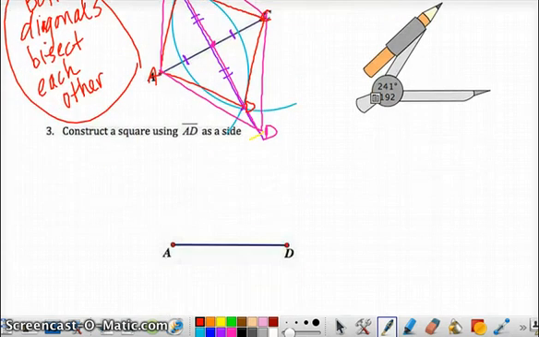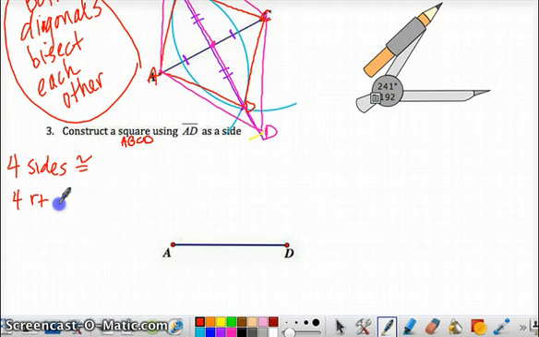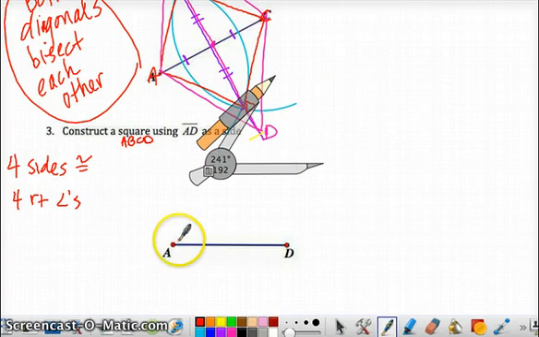Okay, number 3, construct a square using side AD. So we have already been given side AD, and I need to construct square ABCD. Okay, so what do we know about squares? Squares have 4 sides that are congruent, and they have 4 right angles. So what do you think we need to do first? Hopefully you said in your brain that you need to do a 90-degree angle either at A or at D, or actually you need to do it at both.